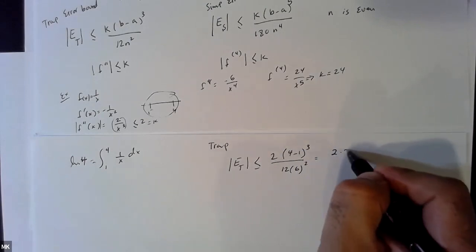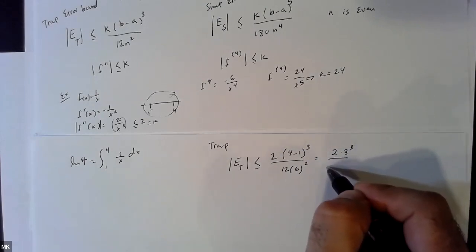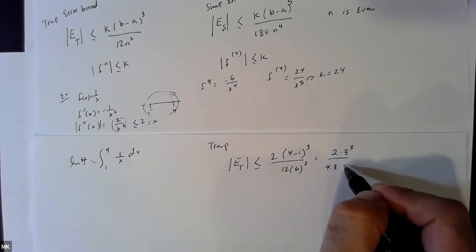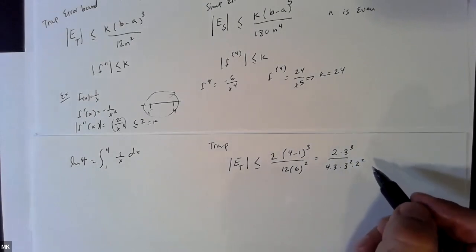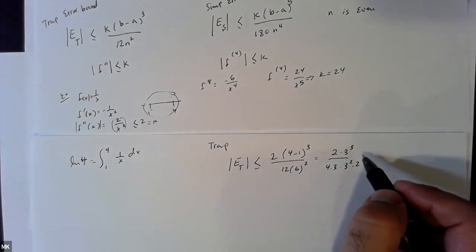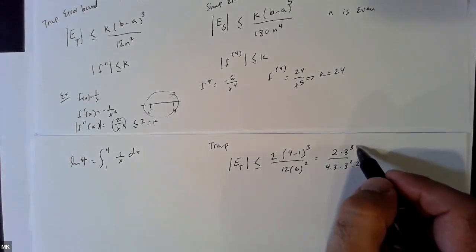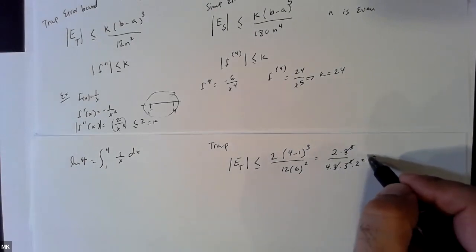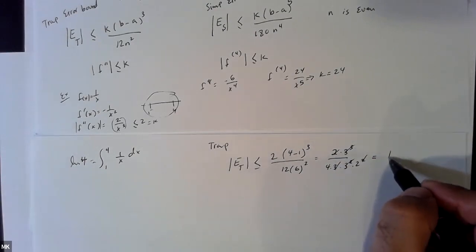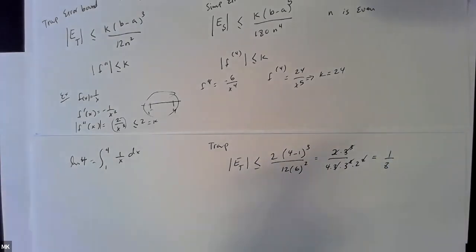So you get 2 times 3 cubed over, let's just write this as 4 times 3 for 12 because I want to cancel. 6 squared is 3 squared times 2 squared. So the 3 cubed and the 3's cancel out. One of the 2's cancels out with 2, so I get 1 over 8. You could do all of this with a calculator. I'm just trying to do things by hand a little bit.